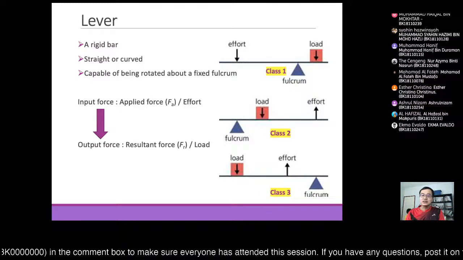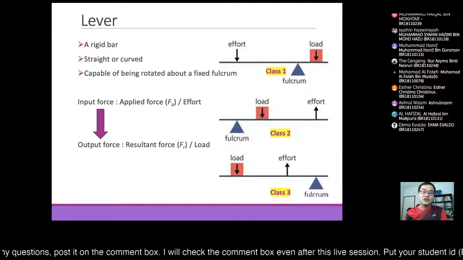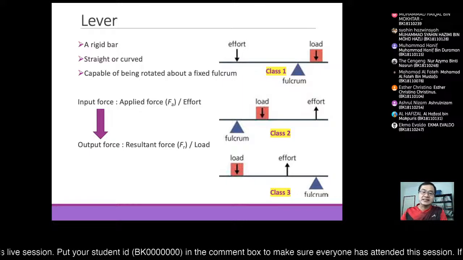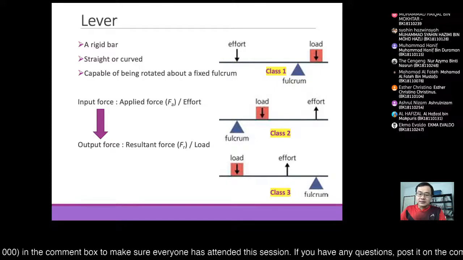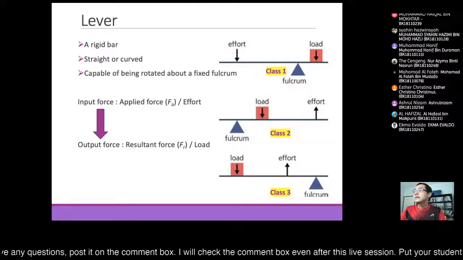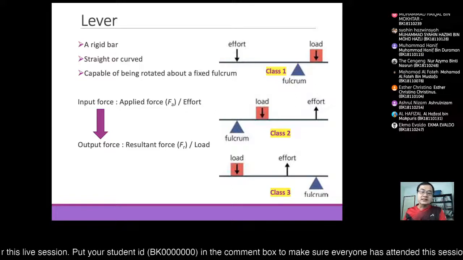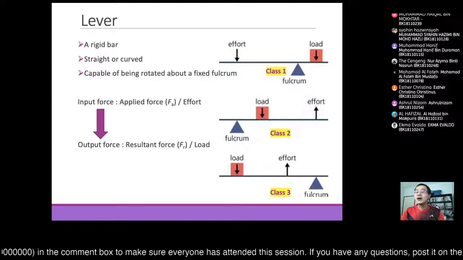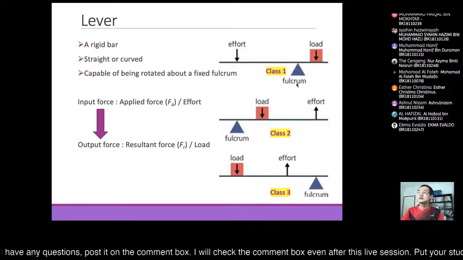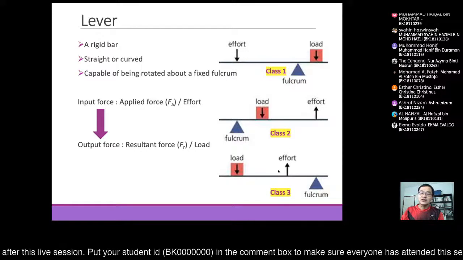As we have seen, I'm sure that most of these things you have gone through before. We will just go through this fast, just to remind you. We have these simple mechanisms or machines that are formed from a rigid bar. It can be straight or curved, and is capable of rotating about a fixed fulcrum. There are three classes of lever. The simplest one is where the fulcrum is in the middle. The second class, the load is in the middle, and the third class, the effort, your force, is in the middle.